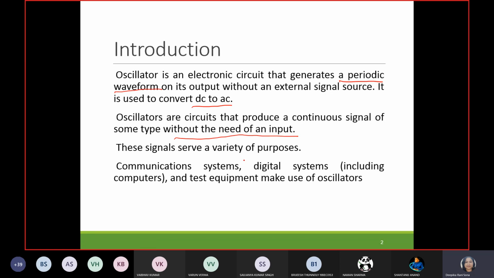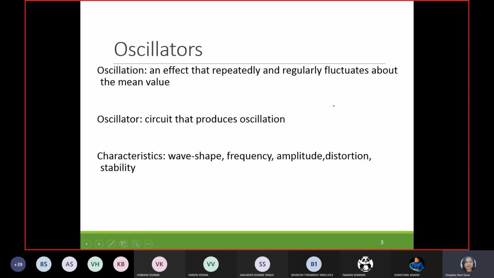So we can use the oscillator mainly for communication systems, and in digital systems in the form of computers, and in test equipment. For ECG signals, when we are checking heart rate, that is by the help of the oscillator circuit only. So these are also some forms of the oscillators.